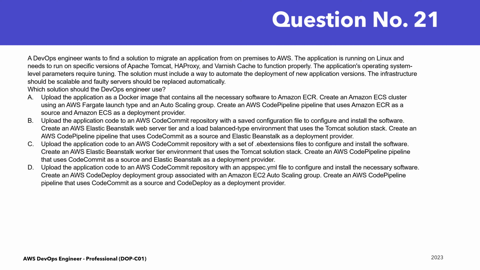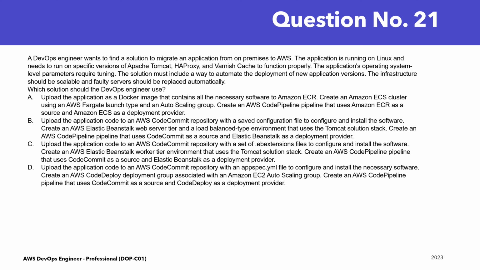provider. C. Upload the application code to an AWS CodeCommit repository with a set of EB extensions files to configure and install the software. Create an AWS Elastic Beanstalk worker tier environment that uses the Tomcat solution stack. Create an AWS CodePipeline that uses CodeCommit as a source and Elastic Beanstalk as a deployment provider.